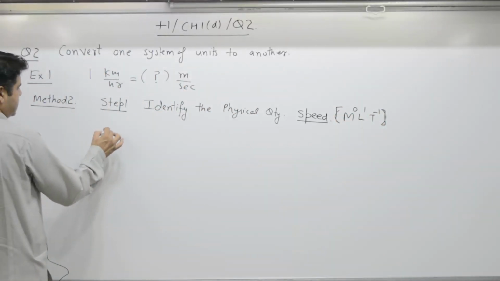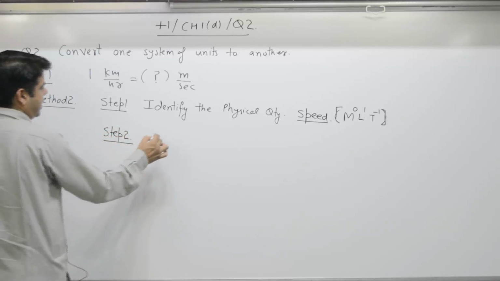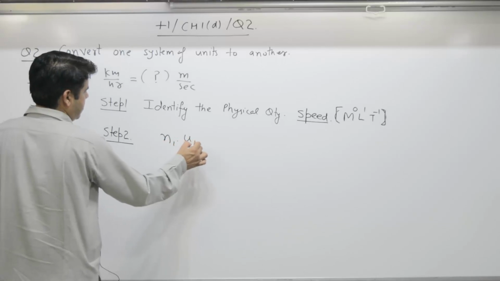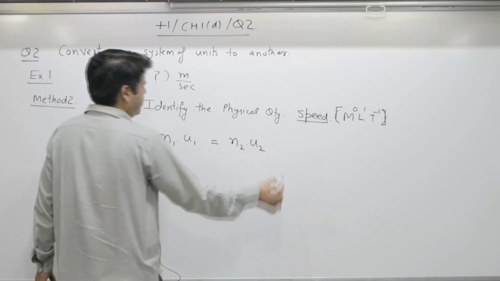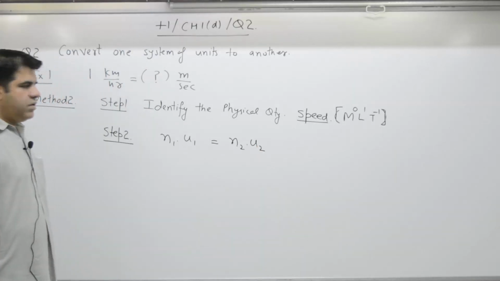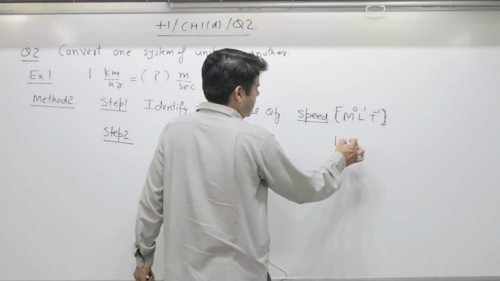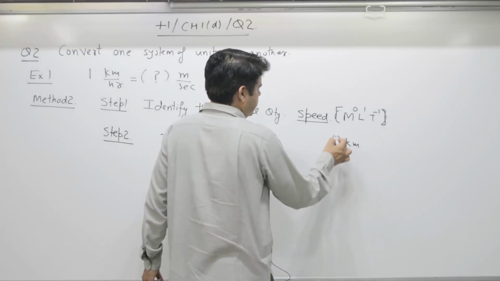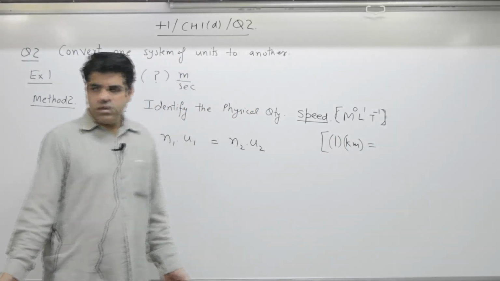Step 2: N1 U1 is equal to N2 U2. What does it mean? By way of example, 1 kilometer is how many meters? 1000 meters.